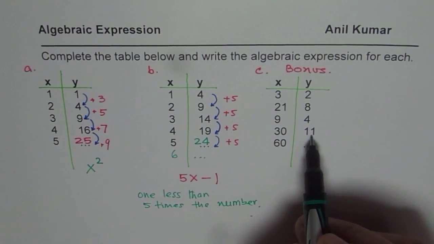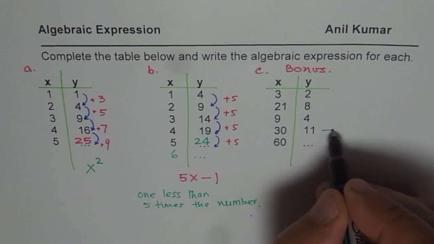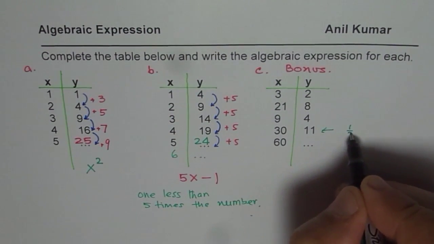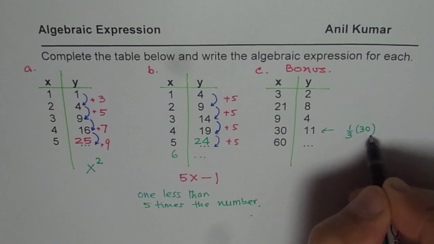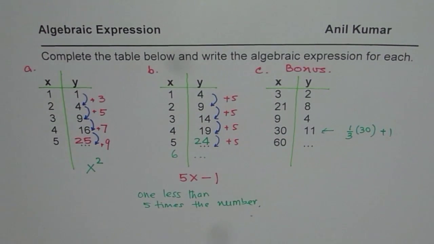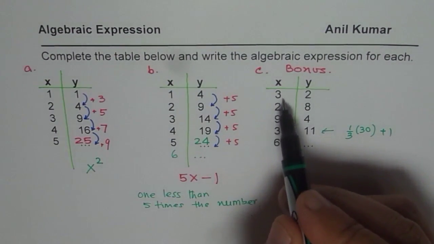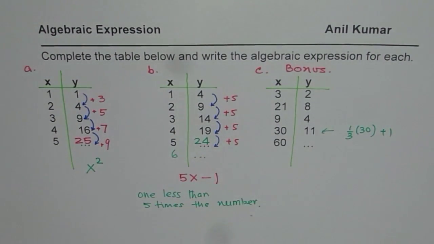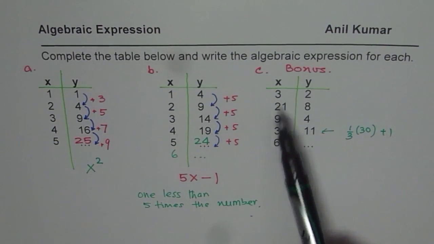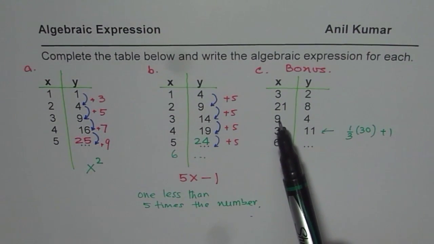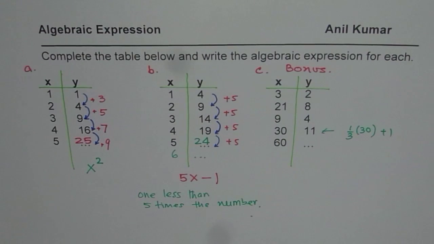And how do I get 11? By adding 1. Okay. Now that works. So what I did here is I did 1/3 of 30 plus 1. So I got the value. Okay. Let me try the same strategy here. These are all multiples of 3, correct? That gave me an idea. 3 is 3 times 1, 3 times 7, correct? This is 3 times 3, and this is 3 times 10, correct?